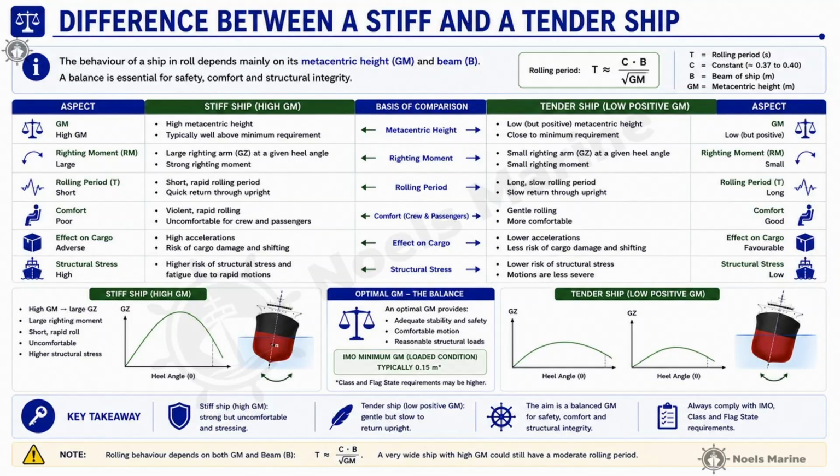Now, on the other hand, a tender ship has a low positive GM. The righting moment is smaller, resulting in a long, slow roll. This provides a way more comfortable ride, keeps the cargo perfectly safe, and keeps that structural stress low.